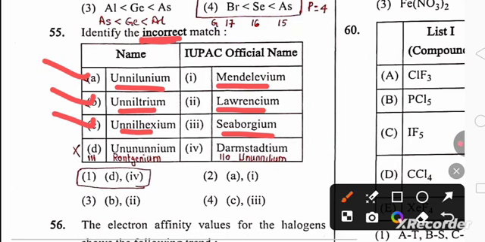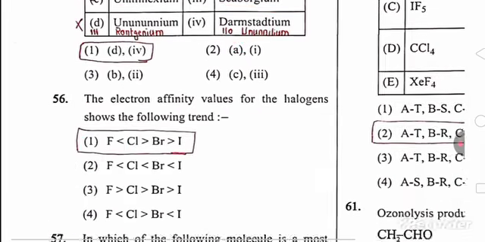Unnilunnium, that is 111, is called roentgenium. Roentgenium, not darmstadtium. So darmstadtium is the name of atomic number 110, unnilnilium. So this one is the incorrect match in this case, that is option 1. D with 4 is the incorrect match. Let us move to the next question.